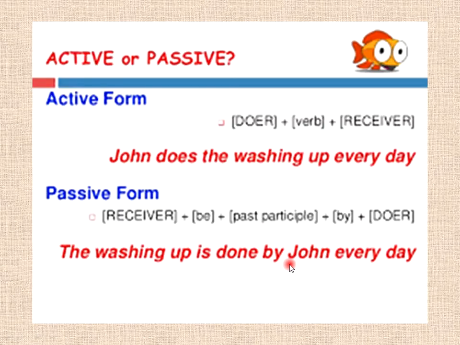For example, active form: doer plus verb plus receiver. So the sentence would be John does the washing up every day. So the passive form would be receiver plus be plus past participle by doer. This is the structure: the washing up is done by John every day. We have to follow these forms, these structures, to convert the active sentence into passive.